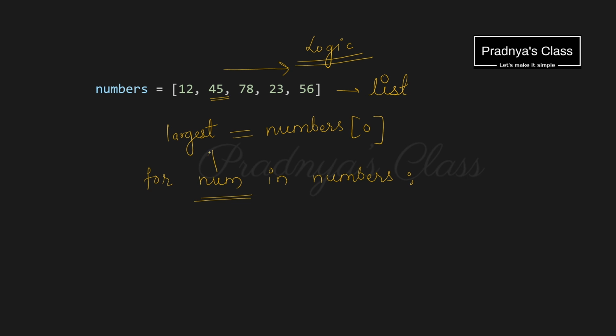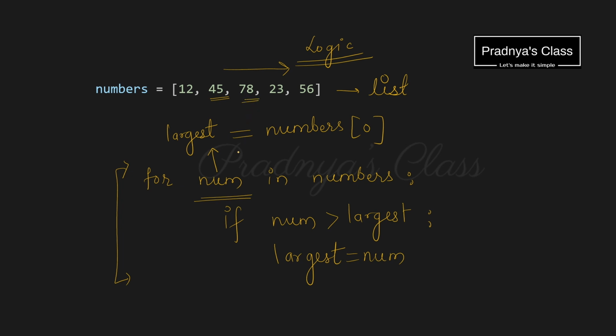Now we will compare this number with the variable largest. For comparison, let's use if. If number is greater than the largest, it means we got the new largest number. That number will become the largest now. So we will assign the number to the variable largest. In this way, we will keep on accessing the next element of the list and keep on comparing that element with the largest element. So finally, we will get the largest element that we will print.